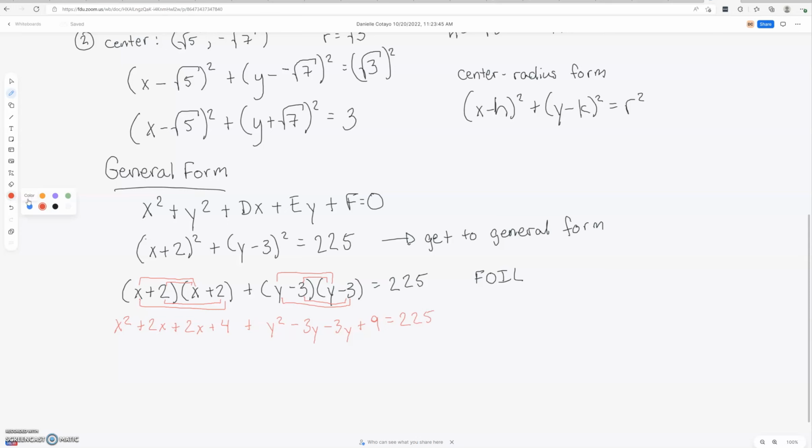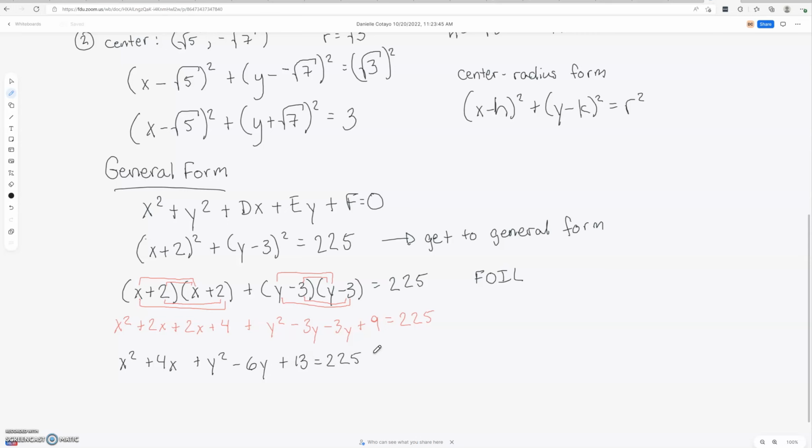Okay? Now I'm just going to simplify. Combine like terms, right? So x squared, 2x plus 2x is 4x. This 4 and this 9, I'm going to bring them over together in a second. Then I have my y squared. Negative 3y minus 3y is minus 6y. And then the 4 plus the 9 is plus 13 equals 225.